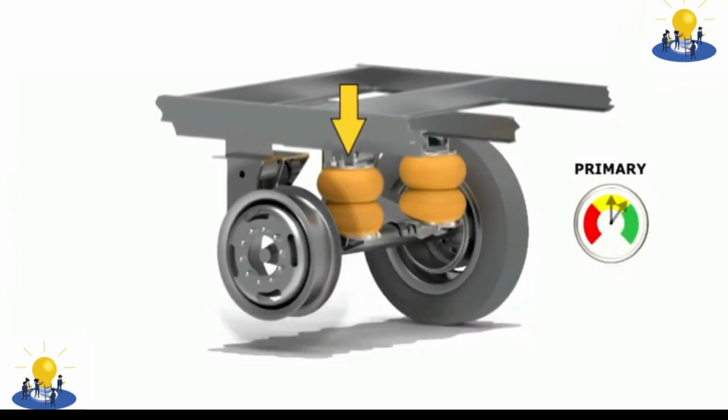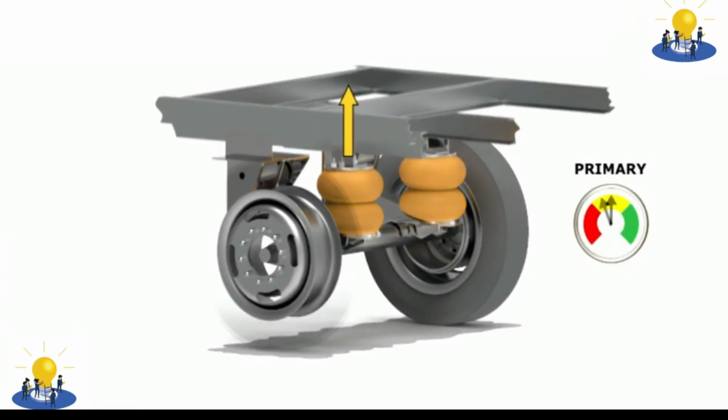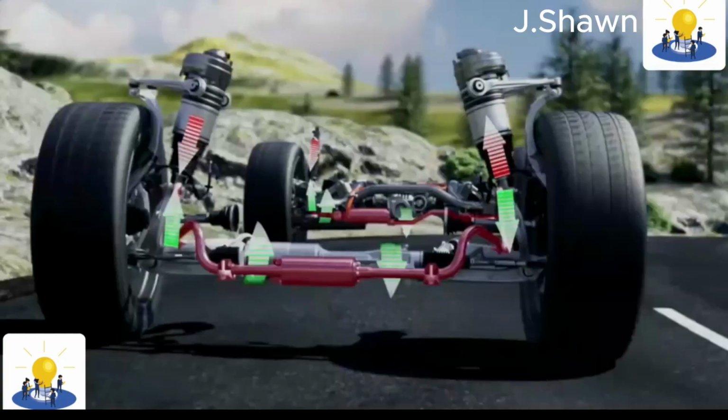For vehicles with leaf spring suspension, such as pickup trucks, the leaf spring is sometimes eliminated and replaced with a multiple bar linkage.